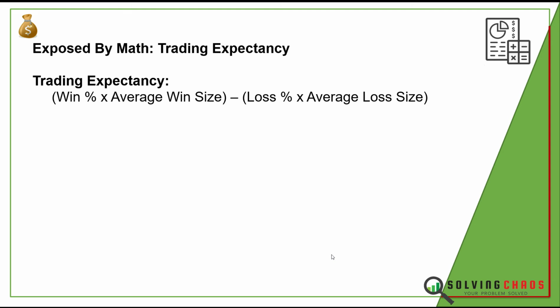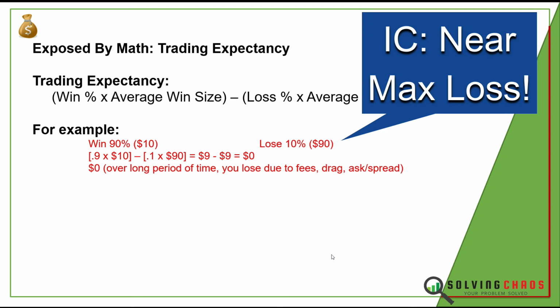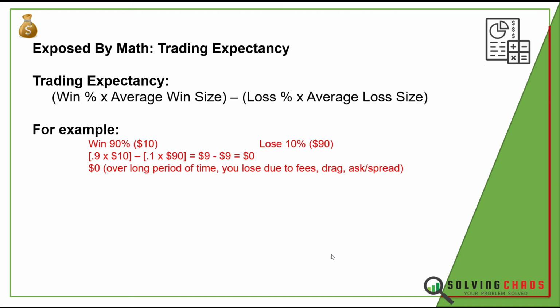And here's a simple formula. You can do the win rate times the average win size, minus the loss percentage times the average loss size. And what you want to do is try to compute it. Here's a situation where, let's use an iron condor as an example. You can win 90% of the time and make, let's say, $10. And if you lose that one time, the losing is 10%, but you can lose $90. If you do the math, it's 0.9 times $10, which is $9. And then you do 0.1 times $90, which is $9, which equals 0. So over a long period of time, you'll break even.